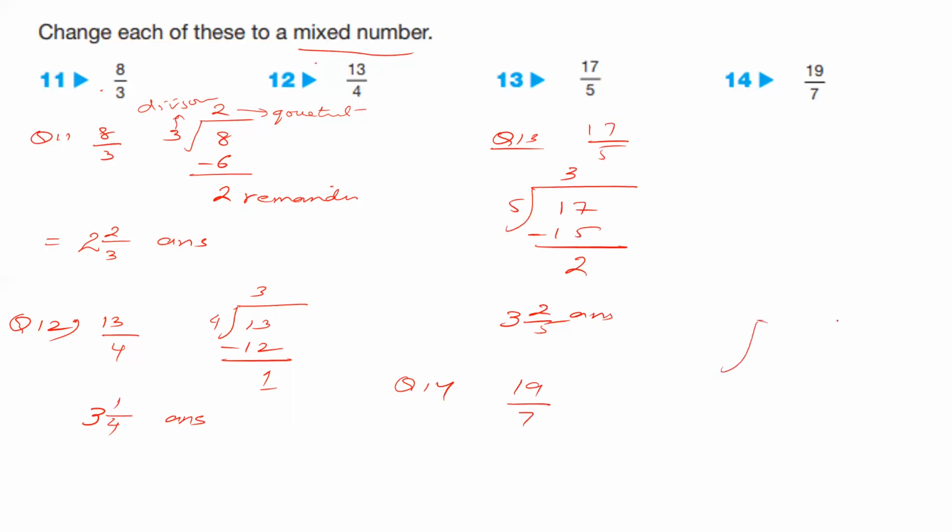So now 19 here, 7 times what equals nearest to 19? 7 times 2 is 14, 7 times 3 is 21. So 21 is higher than 19, so we cannot take 3. We just take only 2. 7 times 2 is 14. Subtract, you get 19 minus 14, which will be 5, I think. So this answer will be 2 whole 5 upon 7. Yes, correct.